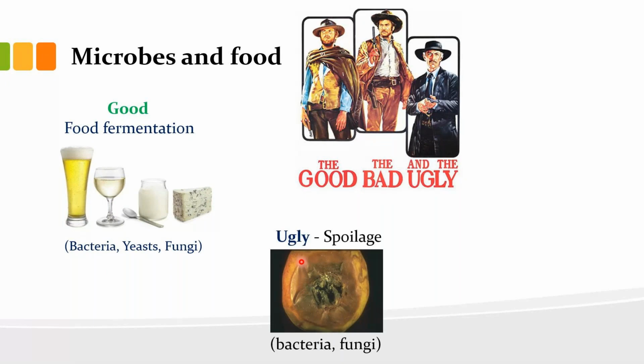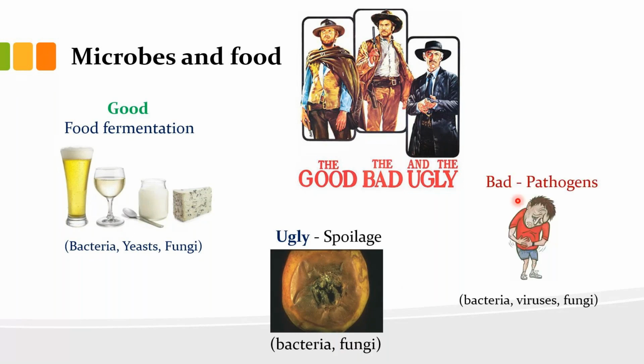While we have the ugly one, which causes spoilage, which is an uncontrolled reaction of bacteria or fungi to our food's nutritive values. The bad one causes disease, with pathogens like bacteria, viruses, fungi. So we have some interactions between microbes that can cause bad effects on our health, or if controlled enough, will make food fermentation, like the manufacturing of some cheese, some meat products, and so on.